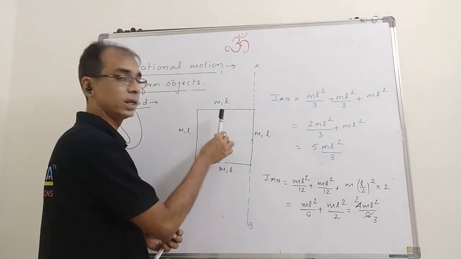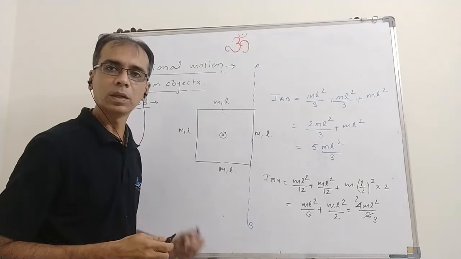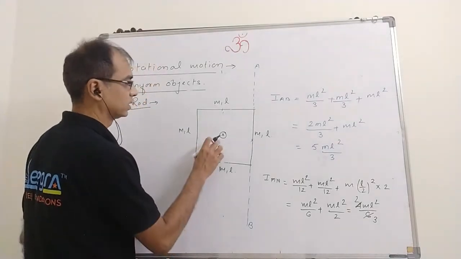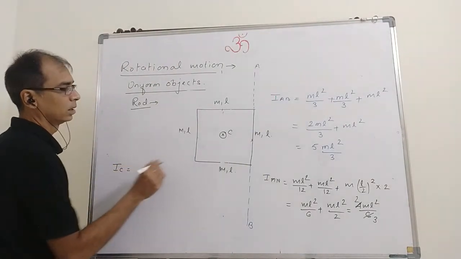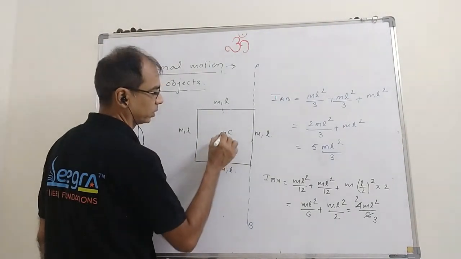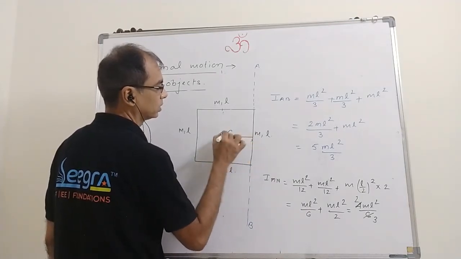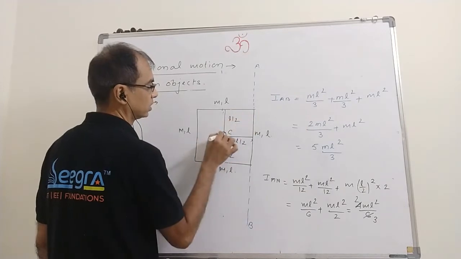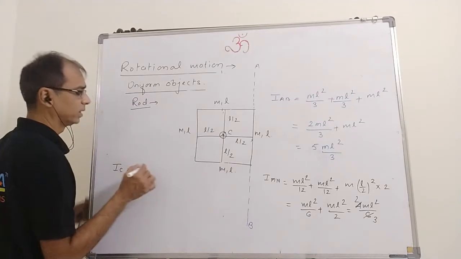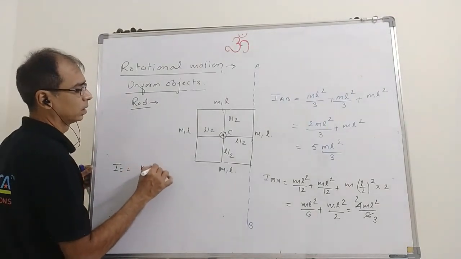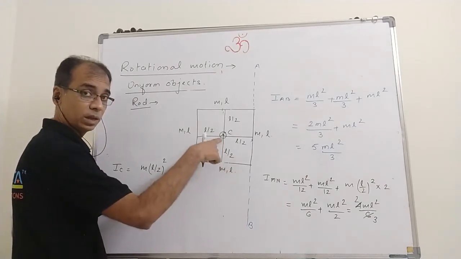A little while ago how was it? Like this. Now it's like this. So from this axis, which is now passing through the center, what is the distance of this one? Say L by 2. What is the distance of this? L by 2. Very simple. So I_C equals M (L by 2) whole square for this rod about this axis.